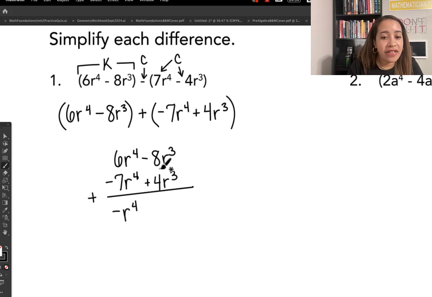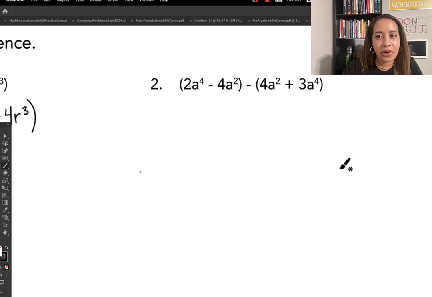Next, we have negative 8 plus 4. Again, they have different signs, so we subtract the absolute values. 8 minus 4 is 4. And our higher absolute value was negative, so we do get a negative 4. So this is our final answer. This is like a negative 1, so we have negative r to the fourth power minus 4r cubed as our final answer. We will follow the same steps on number 2.